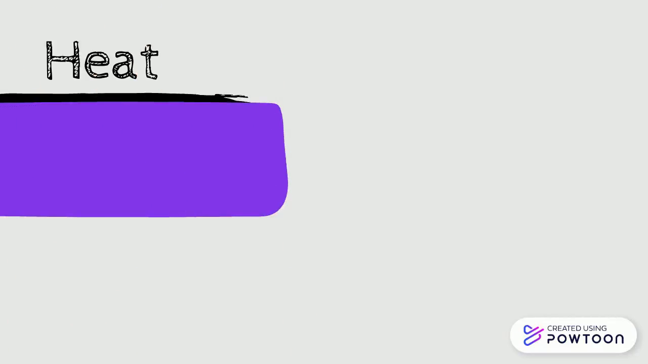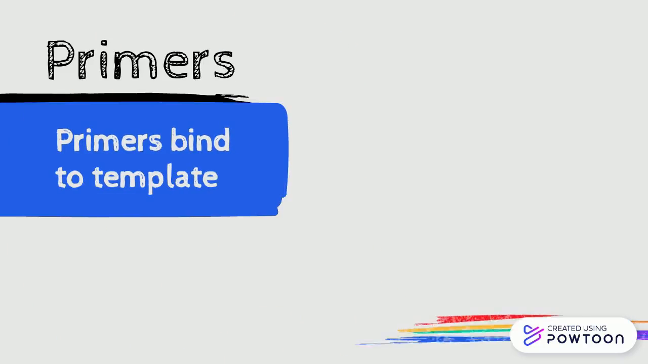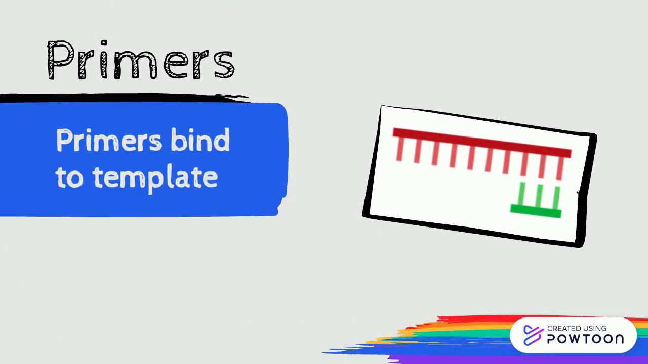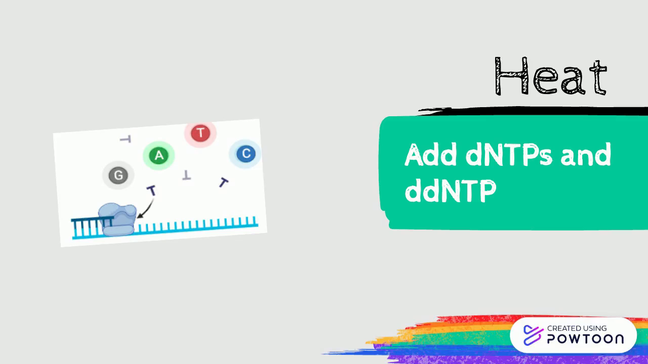The first step is to heat the duplex to unwind. Then the primers are added to bind to the template strands. Finally, DNA polymerase, ddNTPs, and dNTPs are added and the solution is heated for replication.